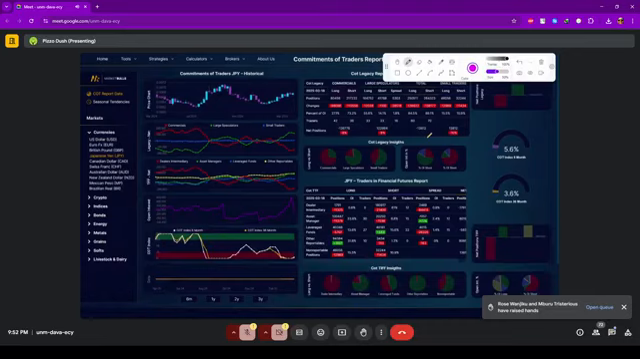Nilikuwa nauliza hiyo website ya Commitment of Traders ni gani? Ama inajitaje?